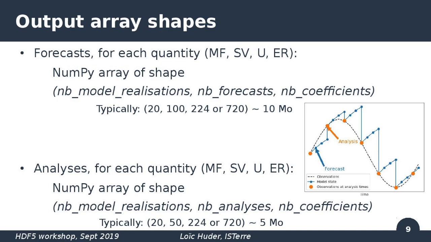But this is only for the forecast. We also need to store the analysis. This is exactly the same, except that we don't have the number of forecasts in the shape, but the number of analyses. Usually we have 2 forecasts for 1 analysis, meaning that the size is half the size of the forecast.